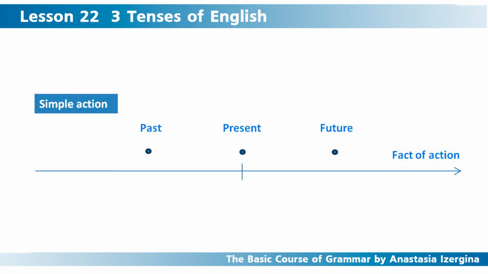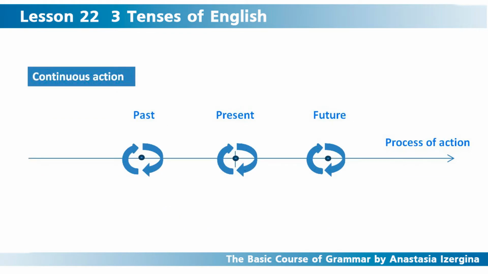For example, I am a teacher. This is about present moment. We know this is present, but this has nothing to do with right now or at the moment, or I was a teacher. We don't know when specifically, we just say about that as a fact about past.